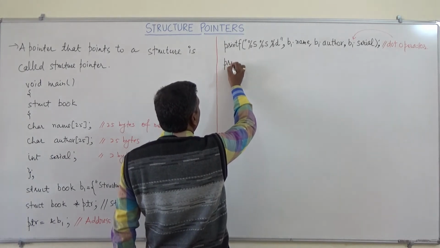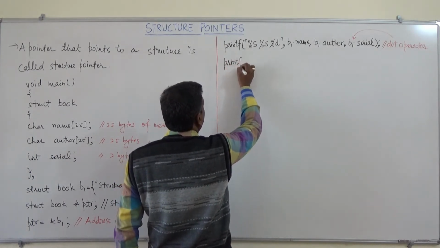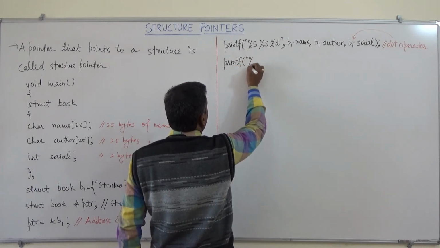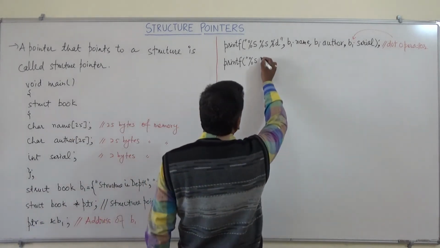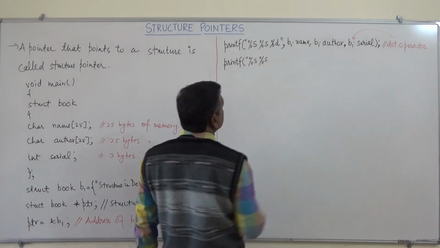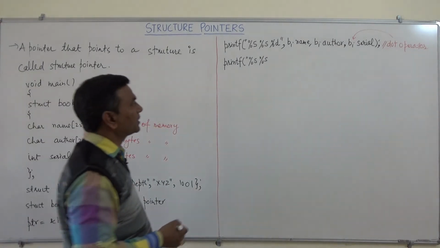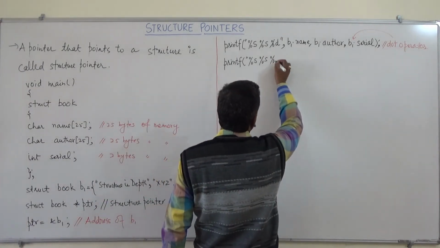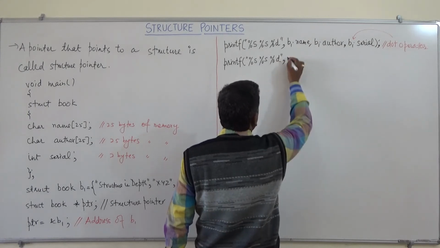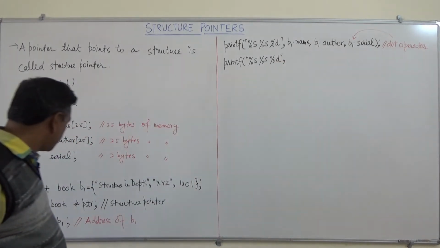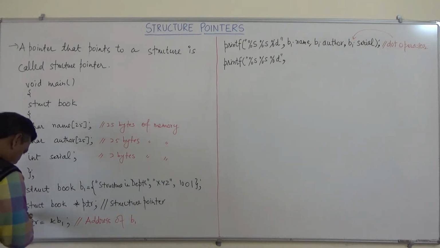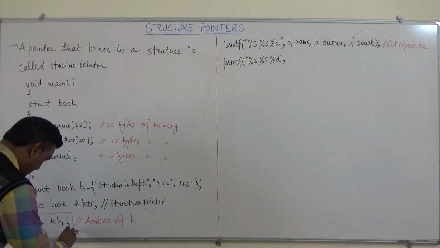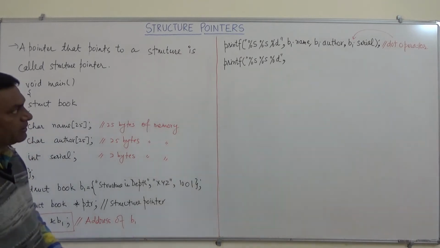So again we can use this printf. The first is an array of characters, that's why we are using %s, and the second one is also an array of characters, so again %s, then %d. And here we will use the pointer variable. This is the main part of this lecture.